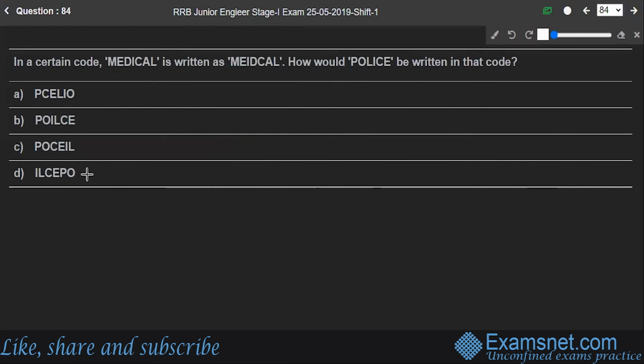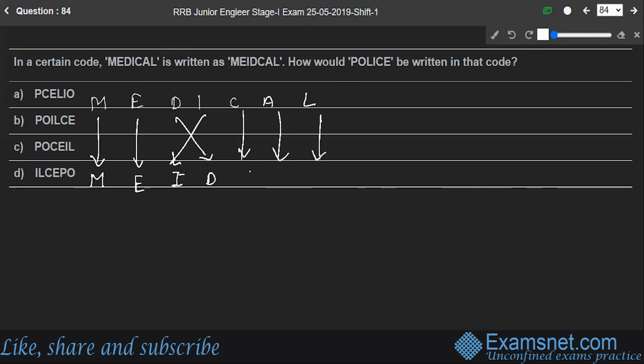Hope you understood this. Next question number 84. So in a certain code language, medical is written as this. How would police be written in that same language? See, you have MIDICAL, right? So M and E retain their position. D and I interchange their positions. CAL again retain their positions. Looking at that, how will police be written?